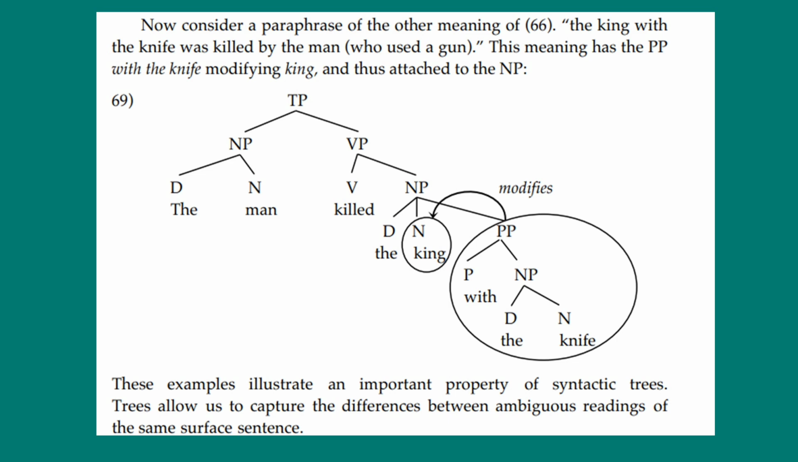Now consider a paraphrase of the other meaning of 66: the king with the knife was killed by the man who used a gun. This meaning has the PP with a knife modifying king and thus attached to the NP. So this example illustrates an important property of syntactic trees. Trees allow us to capture the differences between ambiguous readings of the same surface sentence.